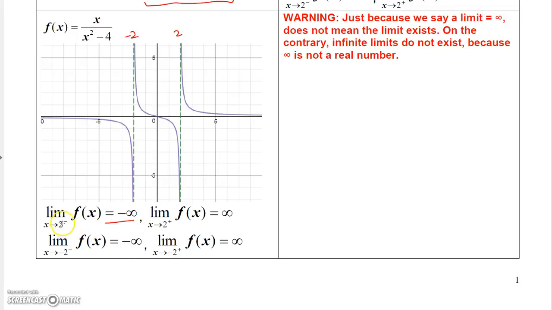Okay, I'm sorry, I said this wrong. The limit as x approaches 2 from the left would be negative infinity, and then the limit, I said it right, I just said it for the wrong one. The limit as x approaches 2 from the right would be this piece, and so that's going to go to plus infinity. Now for negative 2, the limit as x approaches negative 2 from the left would be over here. So as you approach negative 2 from the left, you're going to go down to negative infinity, and as you approach negative 2 from the right, it's going to go up here to plus infinity.